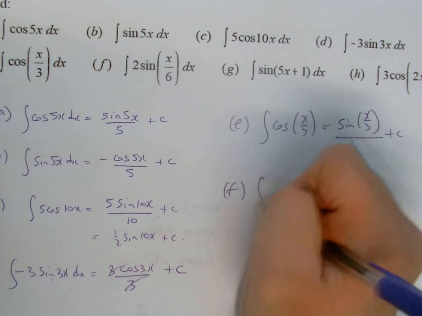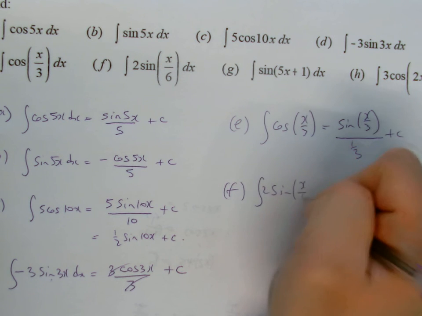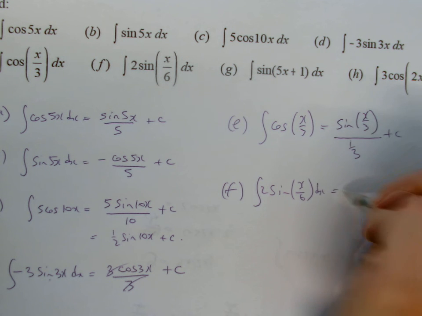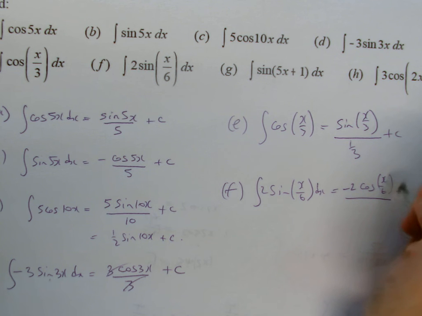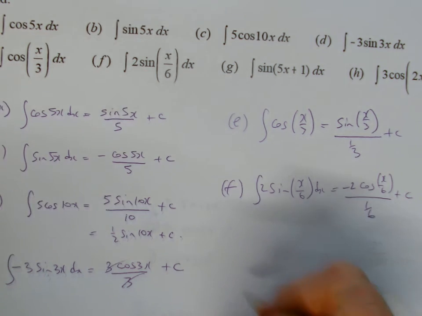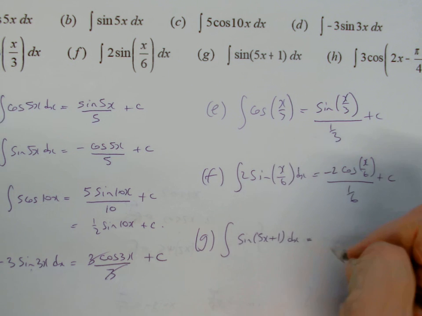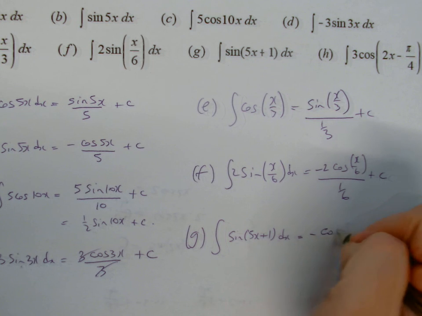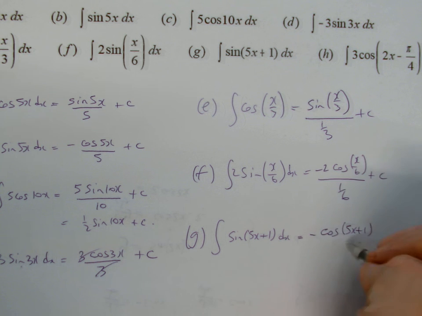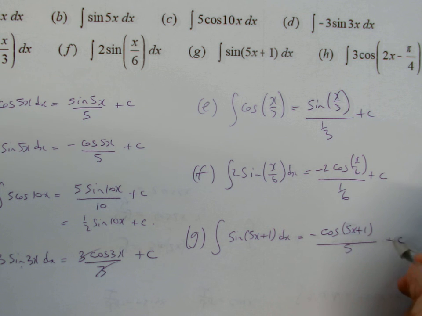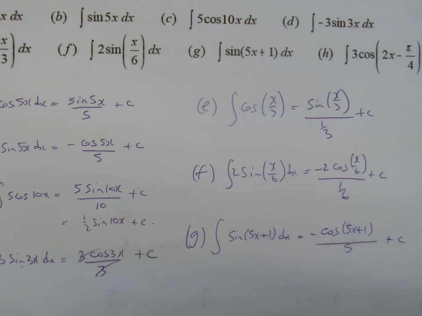F then is similar, of course. With f, you get minus, this time 2 cos x over 6, over then the derivative, you get 1/6 here, plus c, and then you can simplify that. With g, when you integrate sine, you get minus cos, sorry, 5x plus 1, and then divide by the derivative in there, which is 5, plus c. So I leave h because I'll look at something similar to that in the next video.